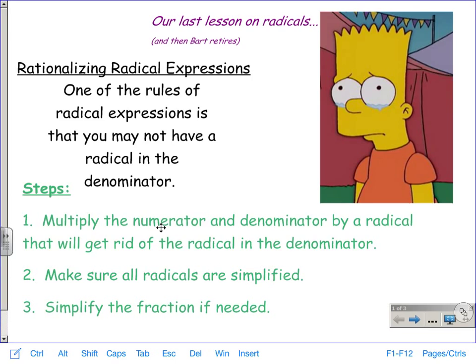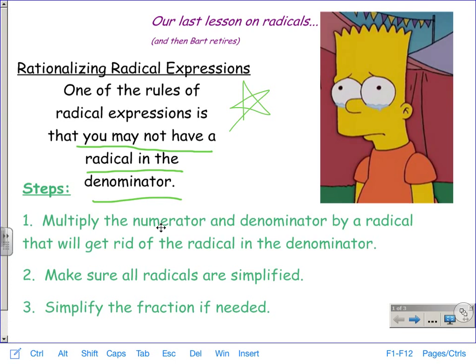Okay, so in this section we're going to be rationalizing radical expressions. One of the key rules when you are rationalizing radical expressions is that you may not have a radical in the denominator. So it's going to be our job to remove that radical from the denominator, and this is how you would do that.